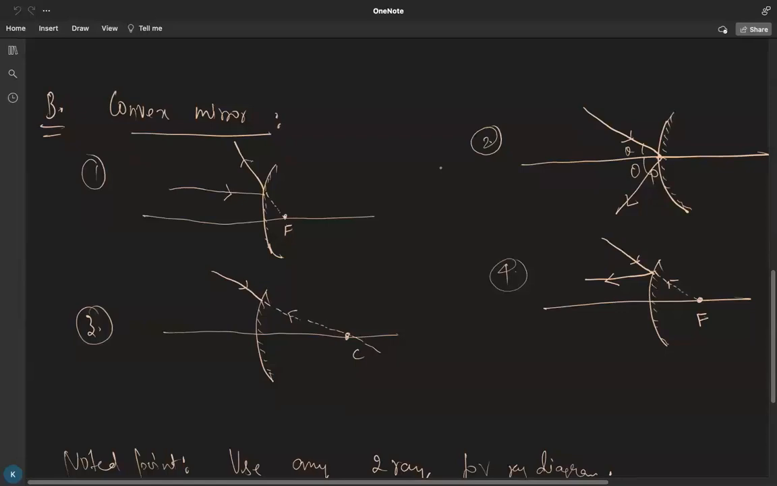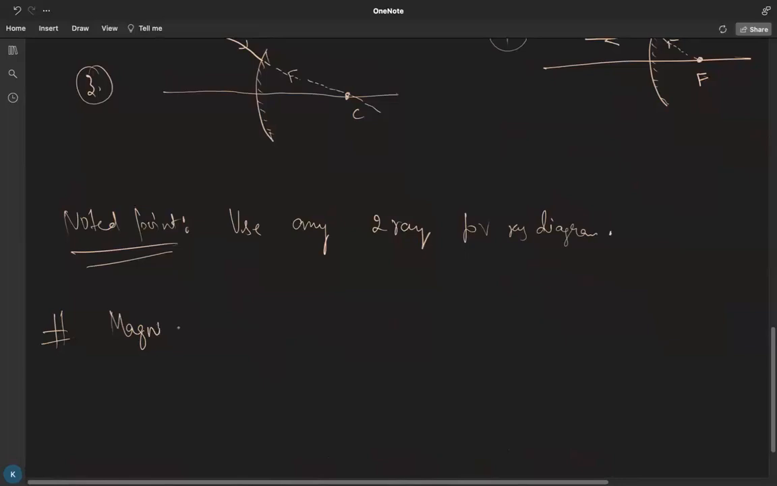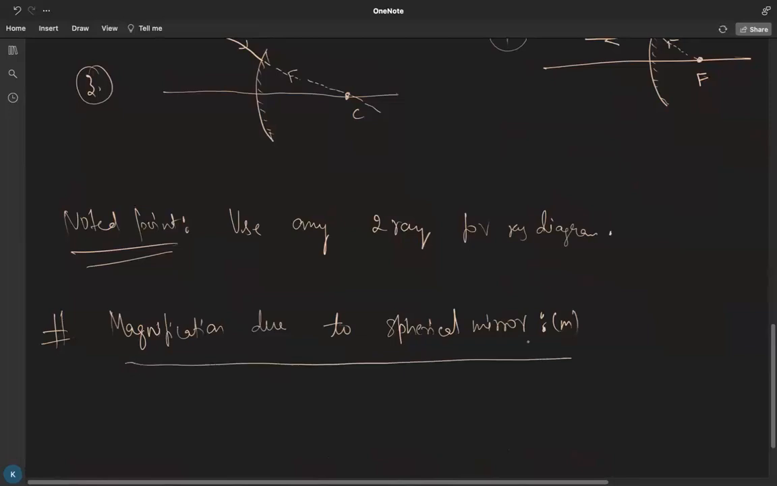So these are the things that you have to keep in mind, right? And from now on, we are going to discuss the magnification due to spherical mirrors. So these are the things that we are going to discuss. Okay, so let's start. Our new topic is magnifications due to spherical mirrors. This is actually represented by small m.